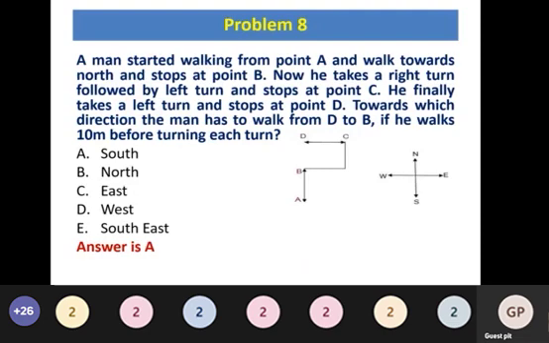Please read this carefully and listen carefully. The options are A south, B north, C east, D west, and E southeast. As far as the diagram is concerned, we'll see the solution. Option A, that means south. Towards which direction does the man have to walk from D to B, if he walks 10 meters before each turn? So the option is A.